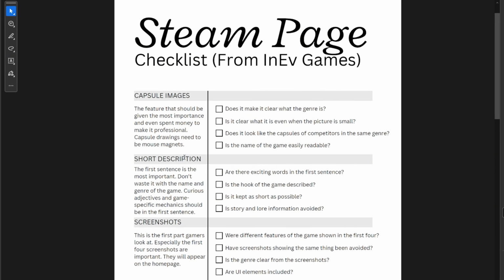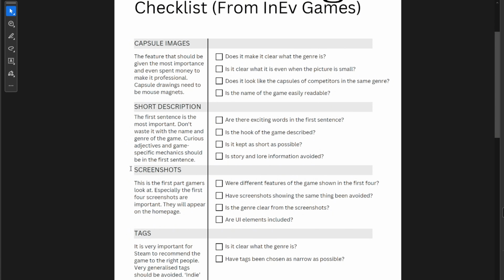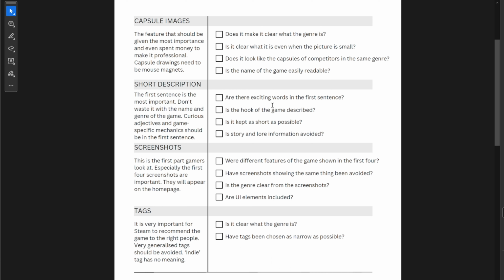In the short description, the first sentence is the most important thing to pay attention to. You should write as exciting a sentence as possible. Don't write the name or genre of the game here. We will show them in the illustrations and tags. This first sentence should contain the hook, the excitement, and the difference of your game. The other sentences should be as short as possible to make them readable.